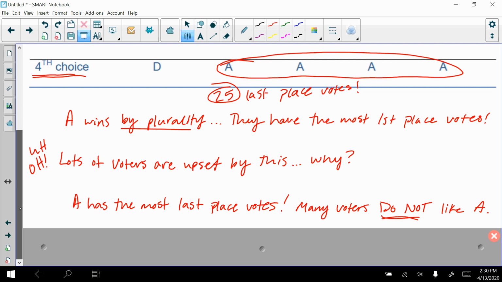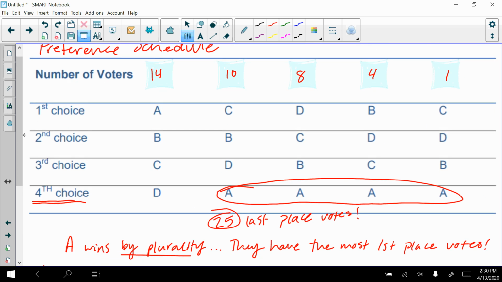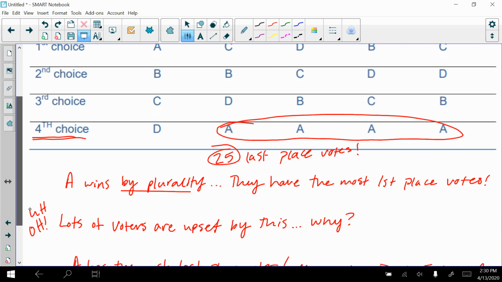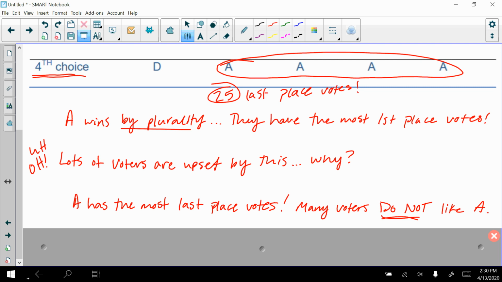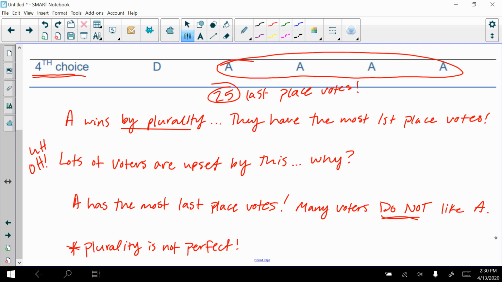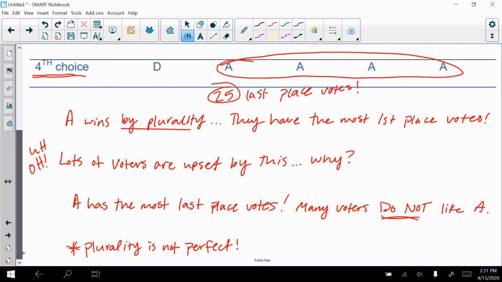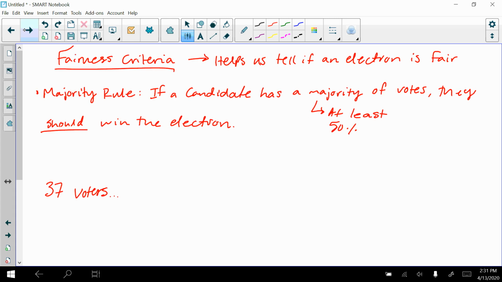But if we're both going off of plurality, A would win this election with 14 first place votes, despite the fact that 25 people voted for them in last place. Okay? This is a good example of the fact that plurality is not a perfect method of voting. Even though it makes sense, whoever has the most first place votes should win, it's not always perfect. And it does not always guarantee that everybody is satisfied. Okay? Because something like this may happen where a candidate wins, but they have a lot of last place votes as well.